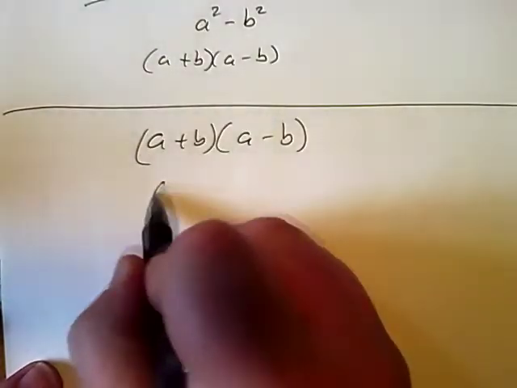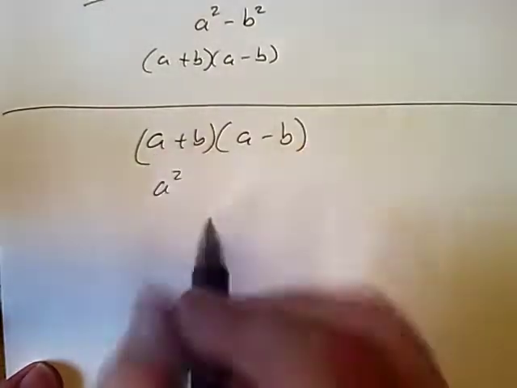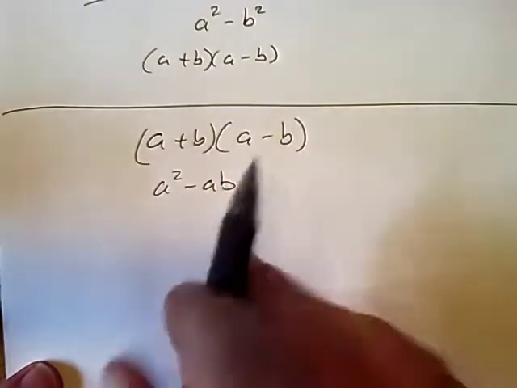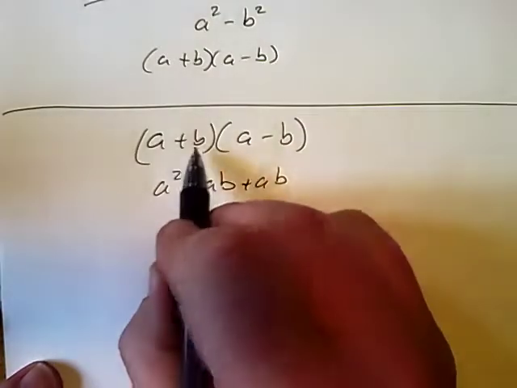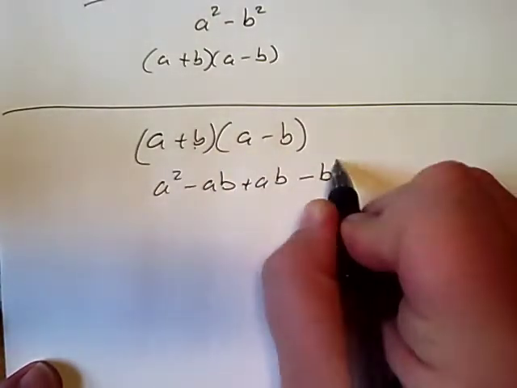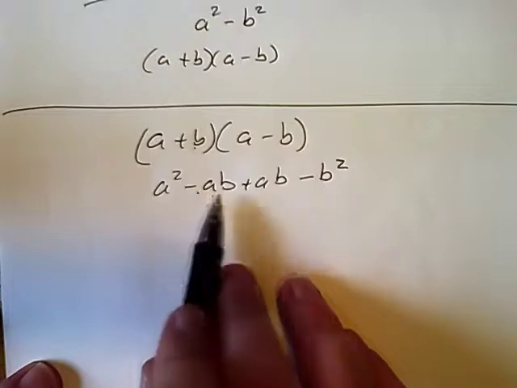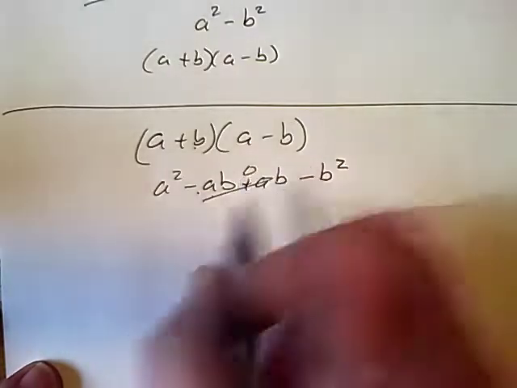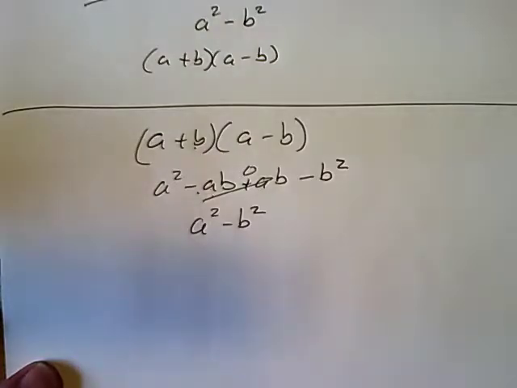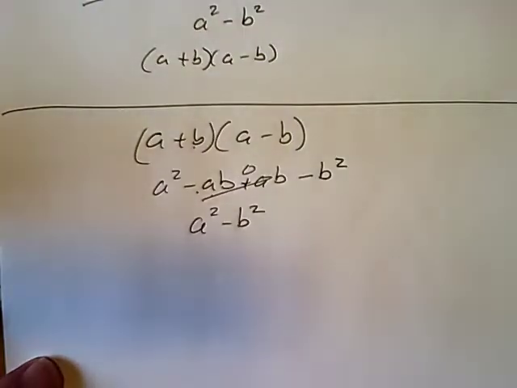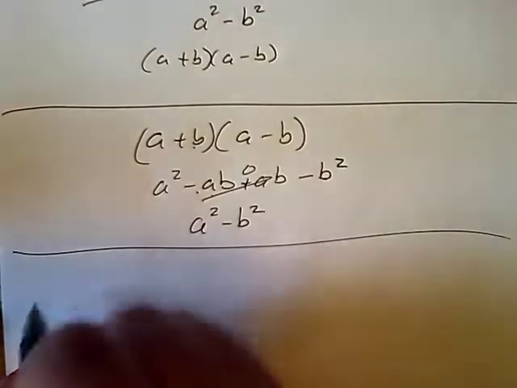A times a is a squared. A times negative b is negative ab. B times a is a positive ab. B times negative b is a negative b squared. Negative ab and a positive ab go to 0, and you're left with a squared minus b squared. Well, hello. That's the pattern I just gave you, right? All right, so let's do some examples.